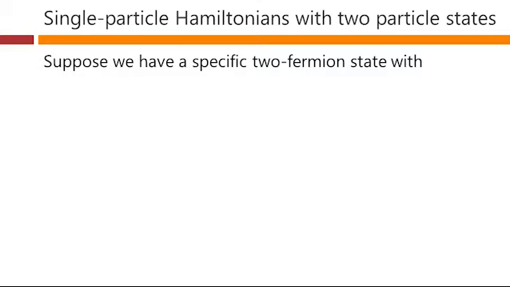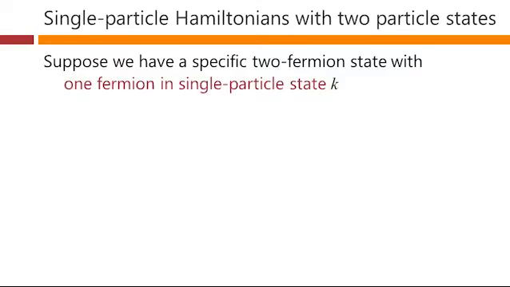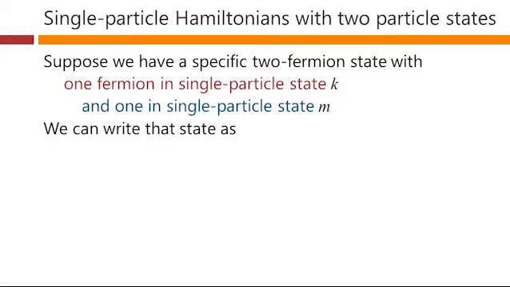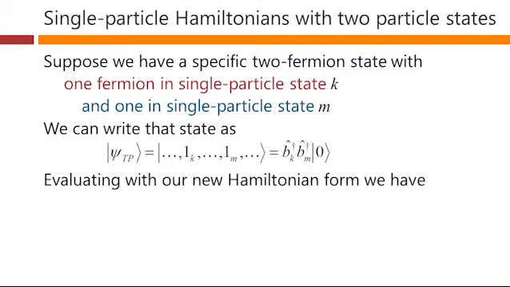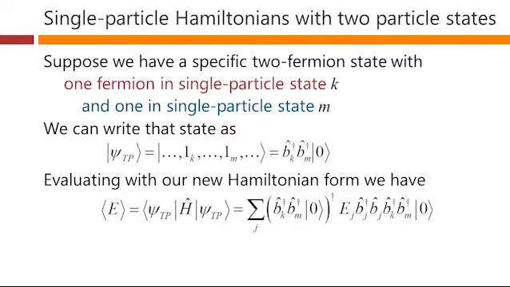Suppose we have a specific two-fermion state with one fermion in single particle state k and one in single particle state m. We can write that state in our occupation number form here, with one particle in state k, one particle in state m, and we can also write that as the creation operator for state m acting on the empty state, and then the creation operator for state k acting on the result of that. Evaluating with our new Hamiltonian form, we have this kind of relation we're going to evaluate. And now that relation looks as follows.